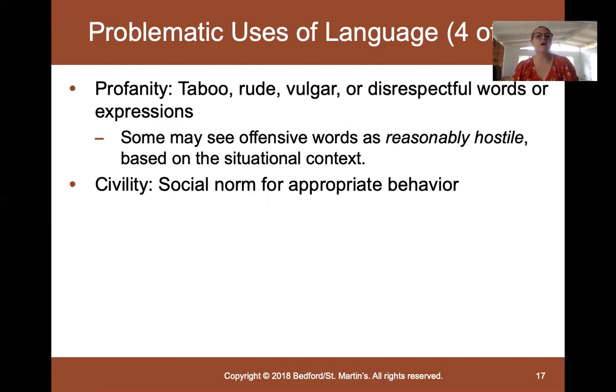And then civility, social norms for appropriate behavior. So civility is just being civil to better understand or totally understand social appropriateness for the behavior you should be exhibiting, right?